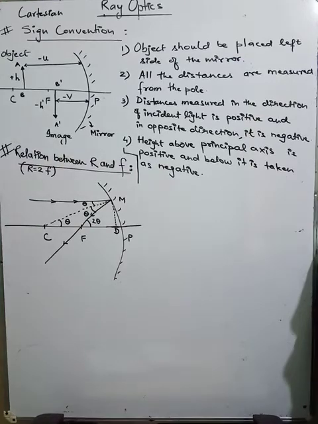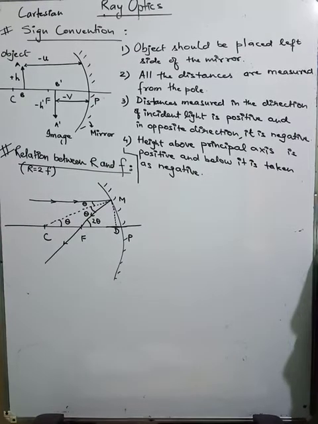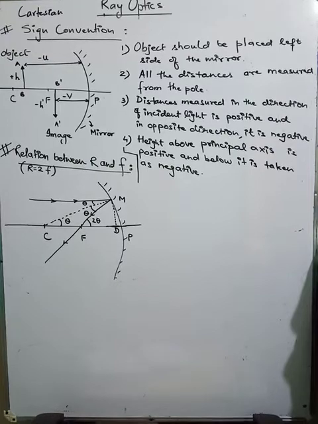Hello everyone. In our previous video, I introduced ray optics and we learned a few of the basic terms related to mirrors, and that was a spherical mirror. Today, before we derive the relationship between radius of curvature and focal length, which I hope you already know is R equal to 2 times the focal length, we are going to discuss the sign convention, that is, the Cartesian sign convention first.